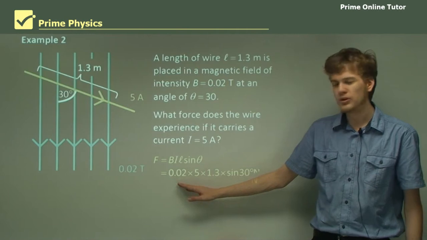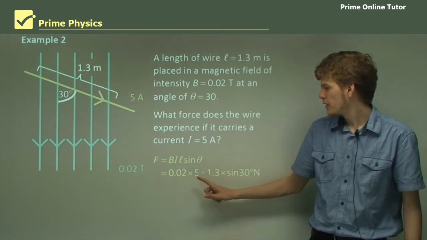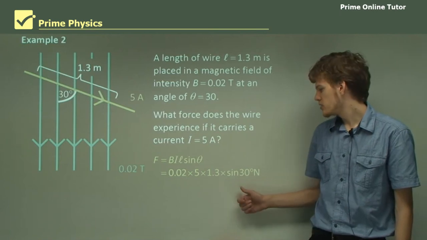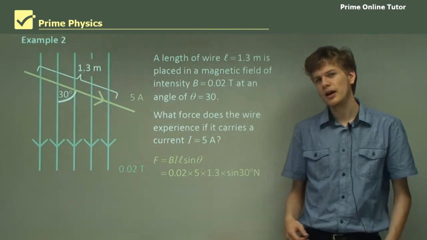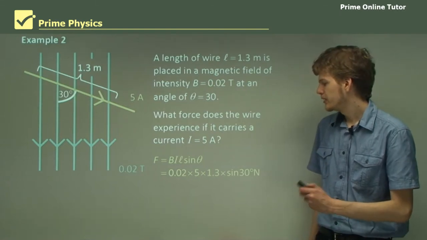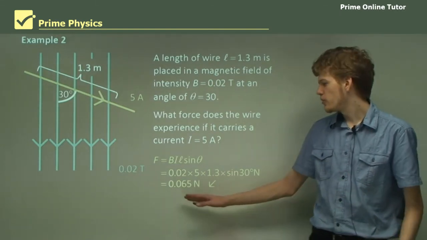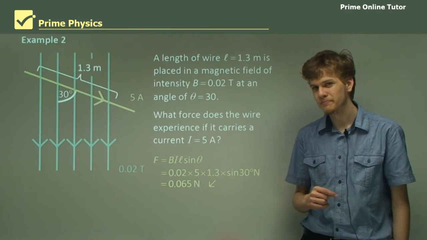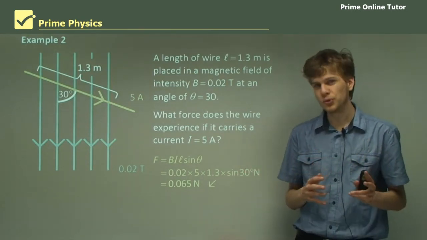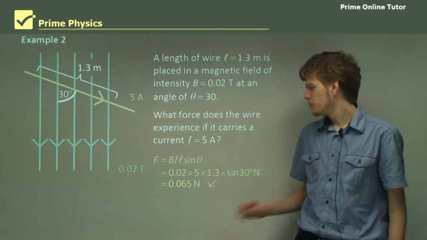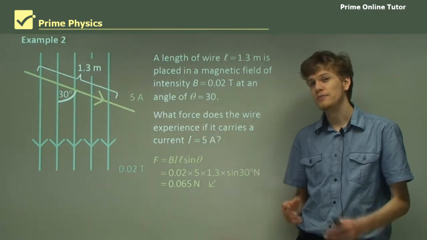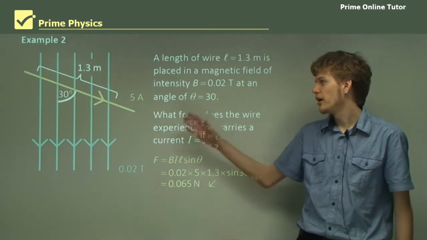So we have 0.02 for the magnetic field, 5 for the current, 1.3 for the length, and sine of 30 degrees. And of course our answer will be in newtons. So this will turn into 0.065 newtons. Now you'll notice that these forces are not particularly big forces. So if we want to get a strong force acting on a wire, we need to have a large magnetic field and a large current.